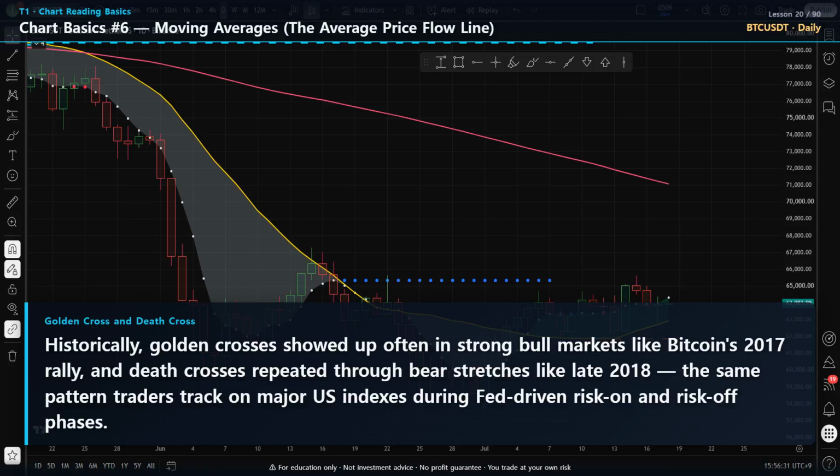Historically, golden crosses showed up often in strong bull markets like Bitcoin's 2017 rally, and death crosses repeated through bear stretches like late 2018. The same pattern traders track on major U.S. indexes during Fed-driven risk-on and risk-off phases.